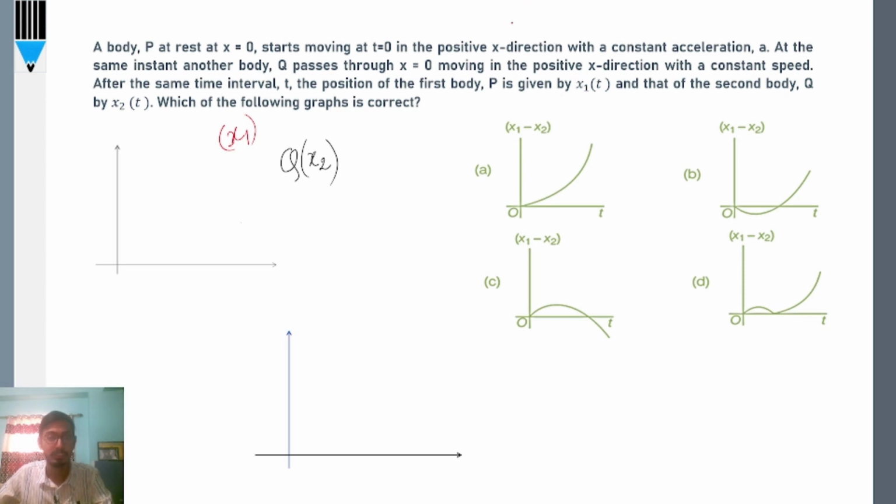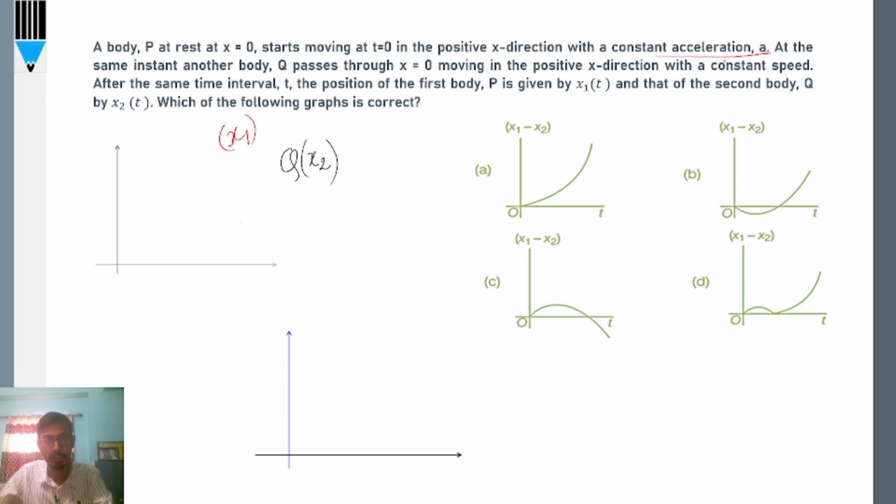Actually they are very easy if you can break it down into small parts. Let's see the question first. A body P at rest at x equal to 0 starts moving at t is equal to 0 in the positive x direction with a constant acceleration a.